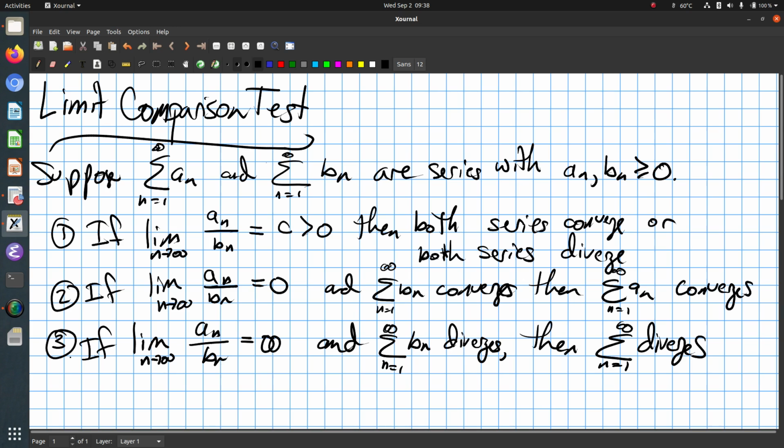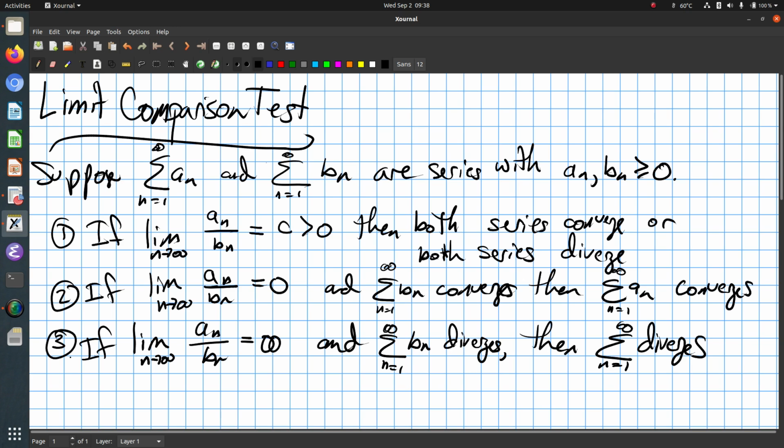If the ratio of their terms turns out to be a finite number, that's condition 1 here, then what that means is both series either converge or diverge. So if you happen to know the convergence of B, then you'll know the convergence of A. If you know that B diverges, then so does A. If you know that B converges, then so does A.